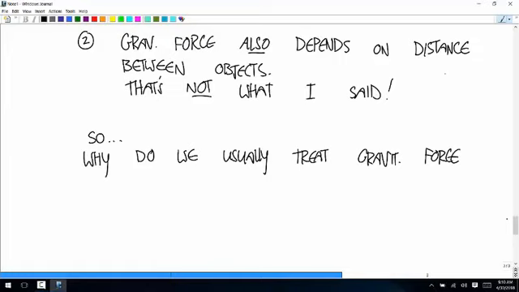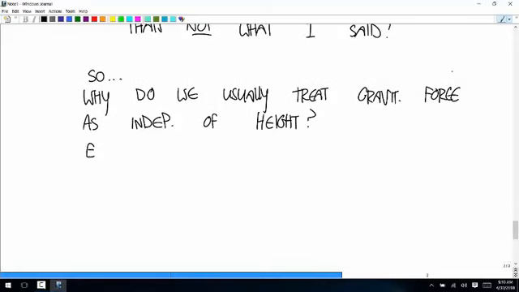So why do we usually treat the gravitational force as independent of the height? The radius of the Earth is so big. Yes. Okay, but relative, the climb up a mountain is tiny on the scale of space. So let's just figure out what the difference is as you move a mile vertically.